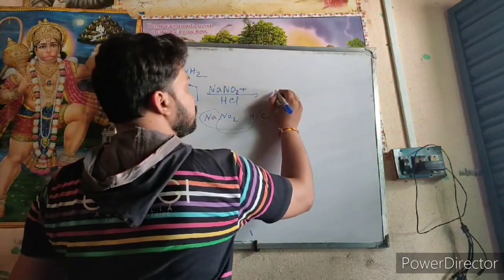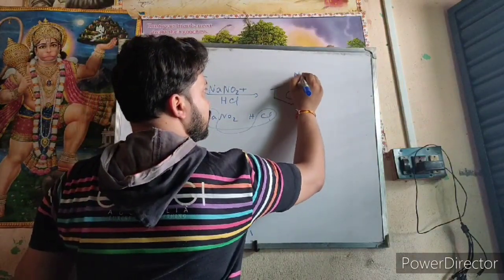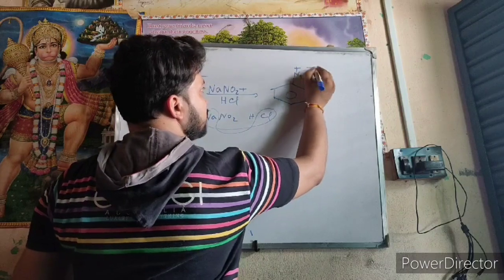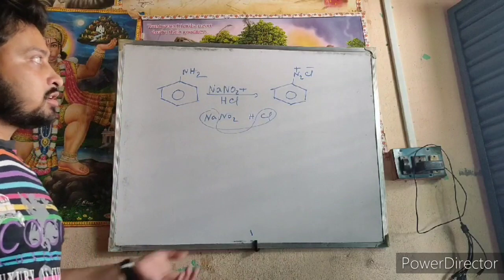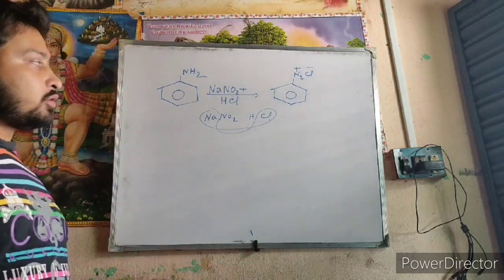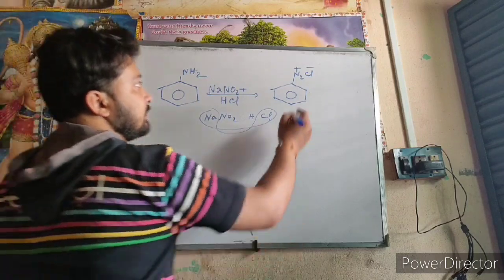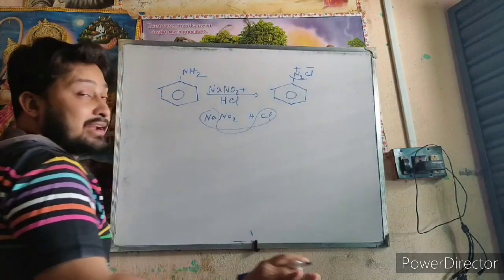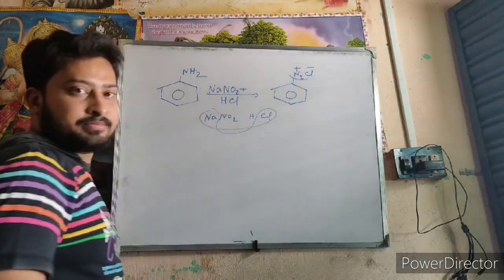We get benzene diazonium chloride. This is the mother compound, because from here we can prepare so many haloarene groups. This is N2, which means nitrogen, and entropy helps to remove this nitrogen.